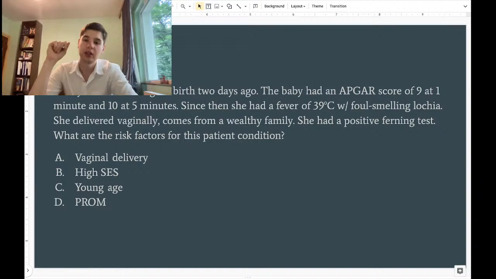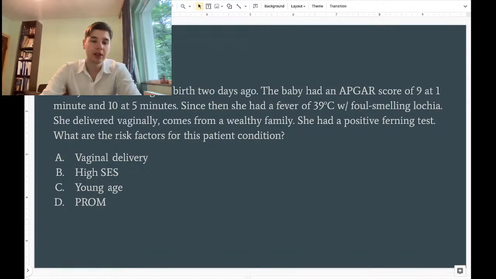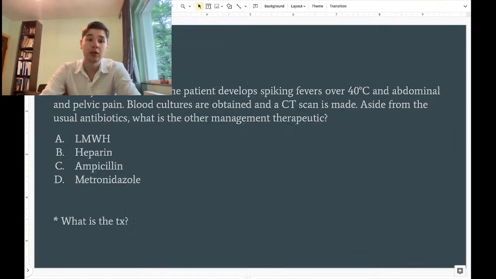Okay, so we have a D. Perfect. Let's see the other clinical vignette. After days of treatment, the patient develops spiking fevers over 40 degrees Celsius and abdominal and pelvic pain. Blood cultures are obtained and the CT scan is made. Aside from the usual antibiotics, what is the other management therapeutic? Low molecular weight heparin, ampicillin, or metronidazole? Once again, let me know your answer in the chat box.